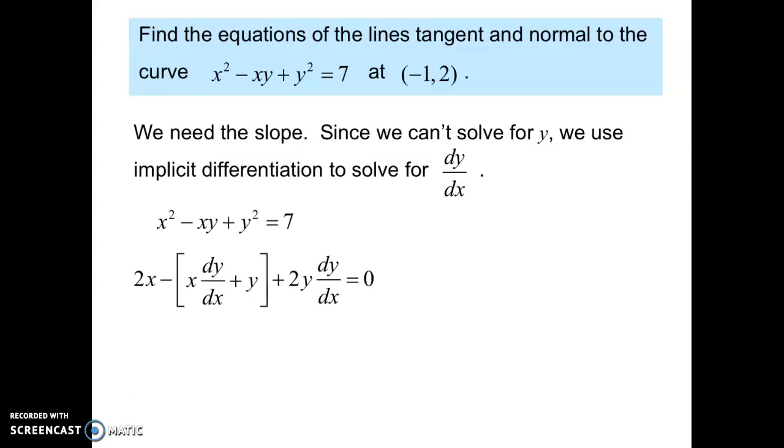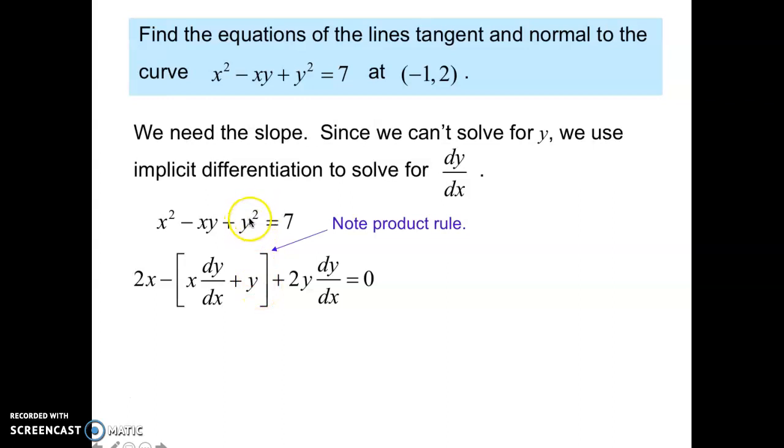Going term by term, I get the derivative of x squared with respect to x, which is 2x, minus, and I put brackets here because I noticed that this is actually the product rule, because it's the function x times the function y. And using the product rule, we have the first function, don't do anything to it, times the derivative of the second, plus the second function times the derivative of the first, which in this case is just 1. Now I put the negative outside so I remembered to eventually distribute that negative throughout the product rule.